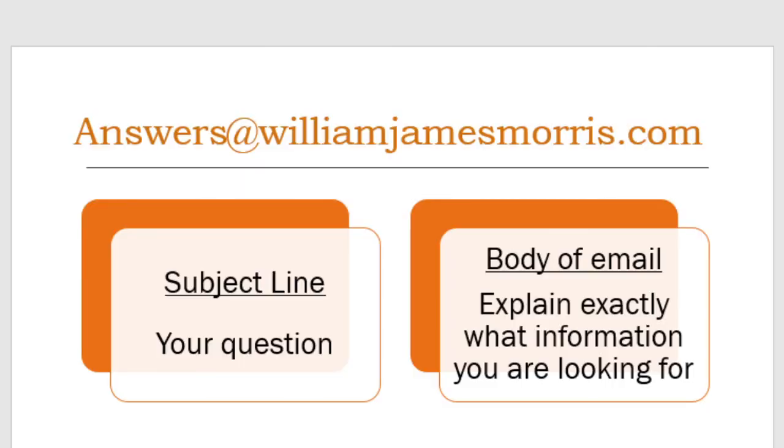Simply email answers@williamjamesmorris.com. Put your question in the subject line, and in the body of the email, describe what information you're looking for. Then send the email. Not only will this help you get the answer that you're looking for, but it will start a chain reaction that will result in a new procedure being written so that others with the same question will be able to find their answer in the wiki. So please write down this email address if you haven't done that already.